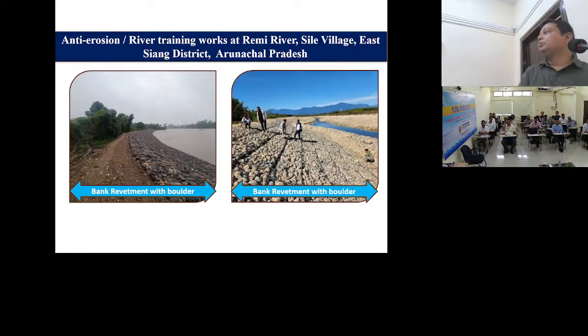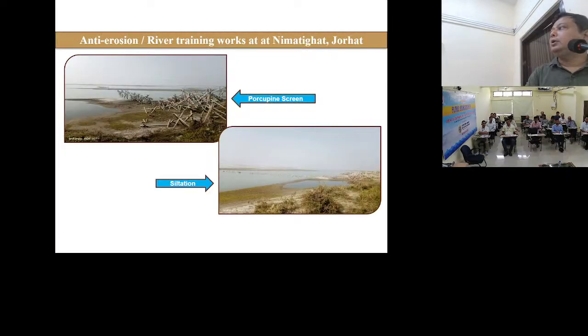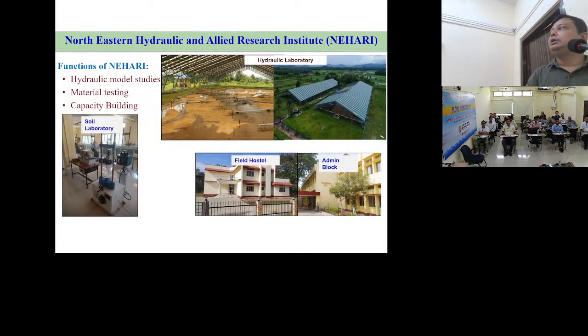These are in Arunachal also. The Arunachal government requested us for some rivers, and I have gone many times to these works because I was involved as a monitoring officer. Here in Majuli, these are porcupines, block pitching, spars, embankments, all bank revetments, all items we have tried in Majuli. This is Nimati Ghat, just opposite Majuli. Here also we have done some works. These are some works we have done for state governments.